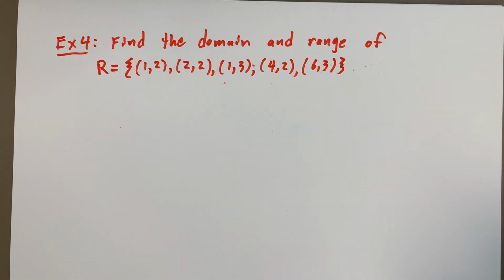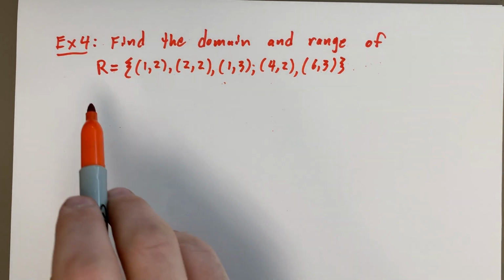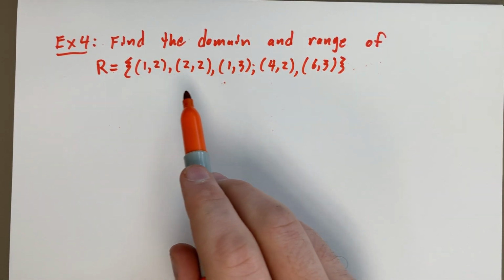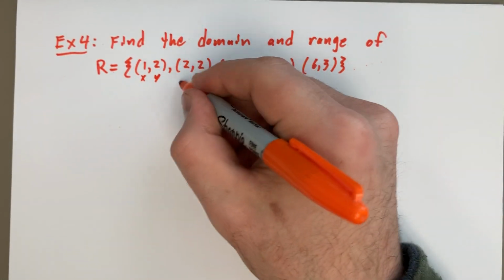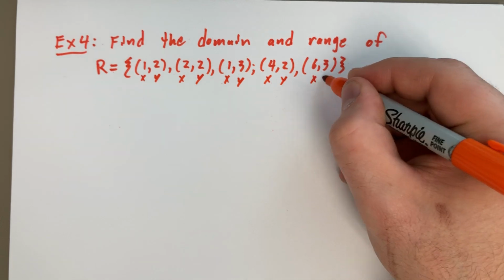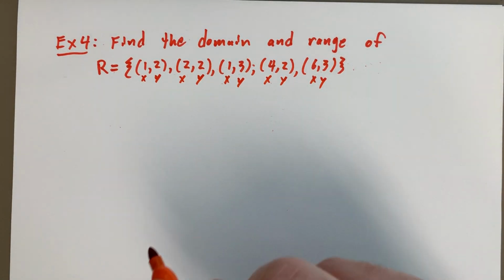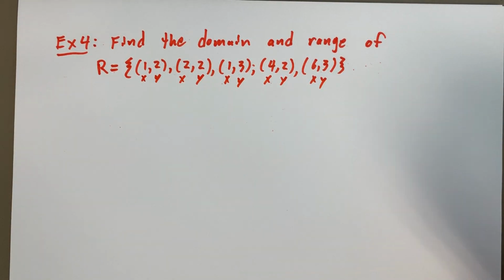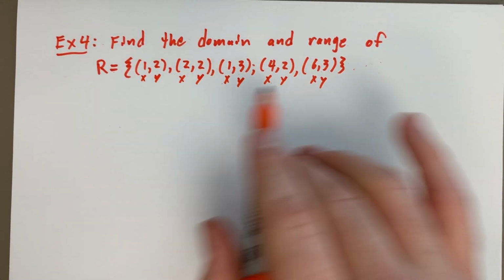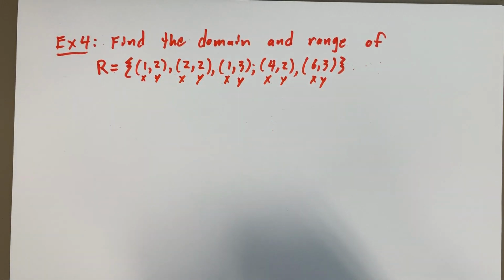Okay, so now we're on example 4, finding the domain and range of functions. But here we're looking at yet another case of a relation, which is just a set of ordered pairs. These are all x and y values: xy, xy, xy, and xy. So before we can find the domain and range of a particular function, we need to first confirm that what we have here is indeed a function.